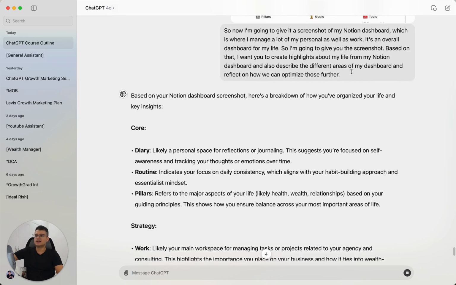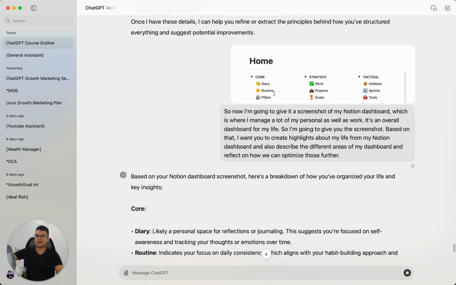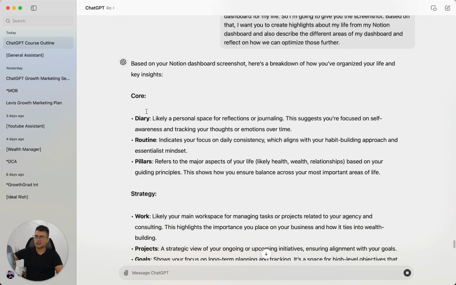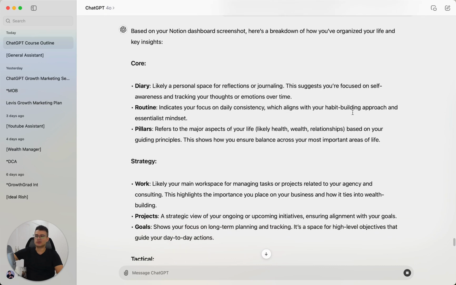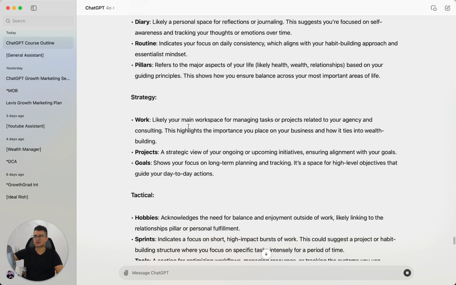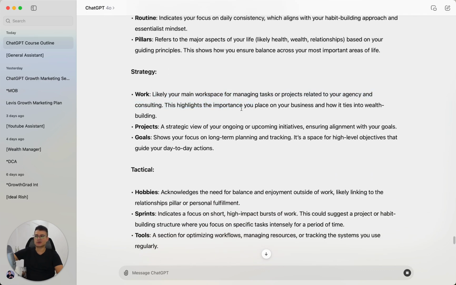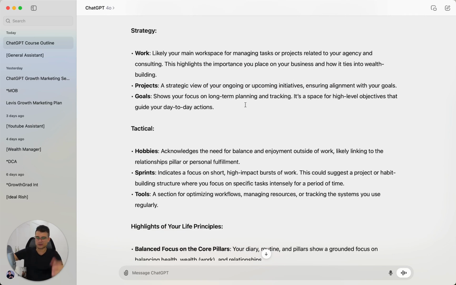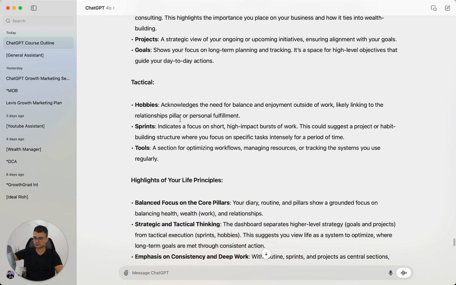So it's saying inside your core, you have diary, you have routines, you have pillars, right? In your strategy, you have the work, projects, and goals. In your tactical, you have hobbies, sprints, and tools. So your diary is like a personal space for reflection. Your routine is about consistency, which shows your habit approach. Your pillars are so and so. Strategy work is like your main workspace for projects and consulting. Projects is what you're working on right now to align with your goals. And goals are your long-term picture, like this is what you achieve long-term.